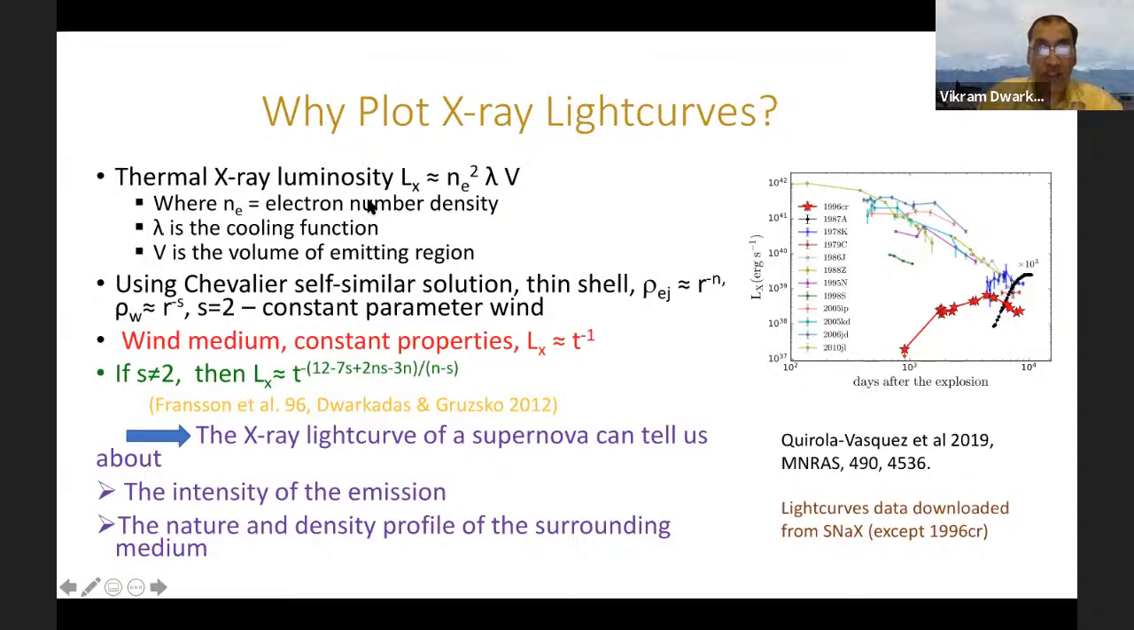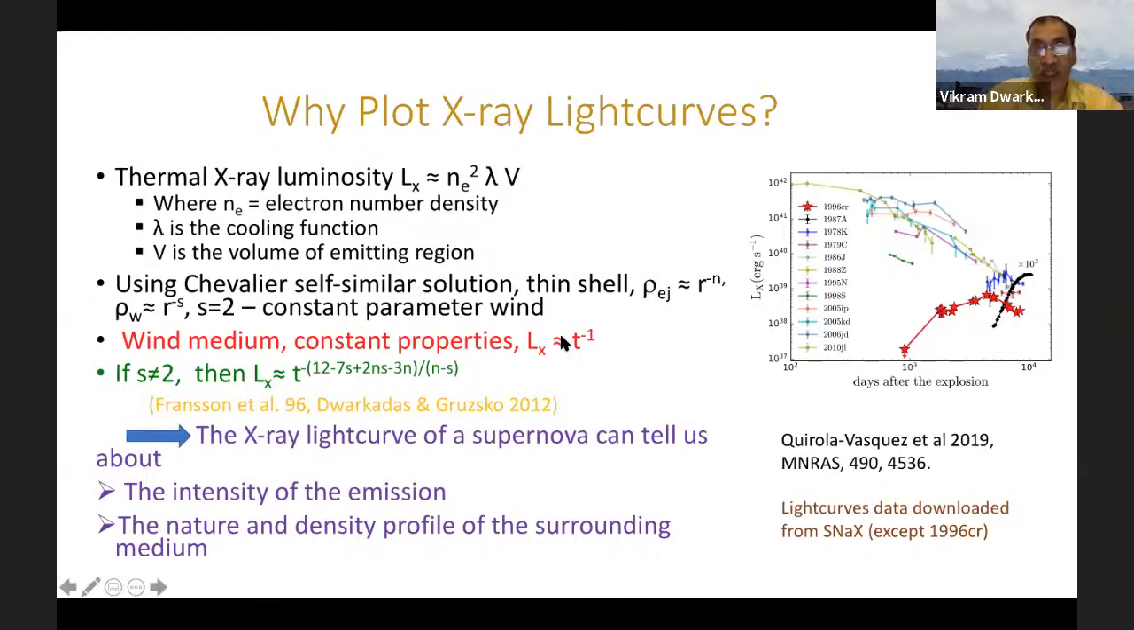The luminosity then goes as density squared times some cooling function times the volume, which basically means that the luminosity is proportional to density. And if you study the evolution of the luminosity, which is the light curve, you get the evolution of the density into which the supernova is expanding, which means you get the density profile of the surrounding medium. And that density profile can be related to the progenitor star. That's one of the main reasons for studying the supernova light curve. There are many other things you can learn from there, and you can look at these papers.